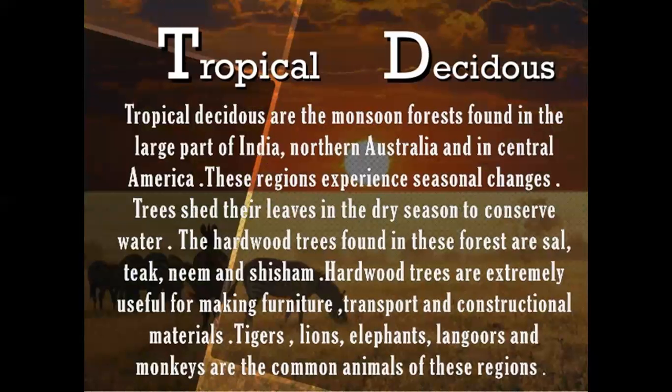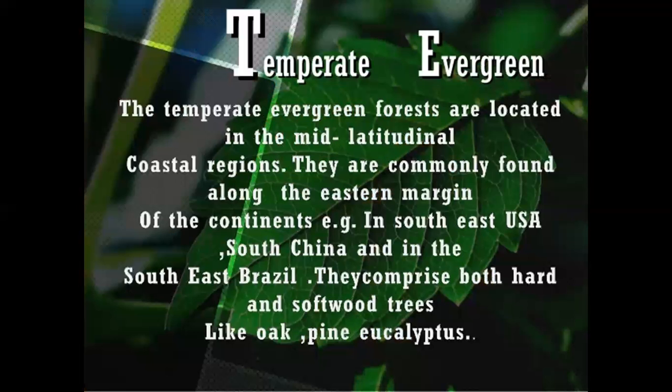Let's talk about tropical deciduous forest. Tropical deciduous forests are also known as monsoon forest or dry forest, found in large parts of India, northern Australia, and in Central America. These regions experience seasonal changes. Trees shed their leaves in the dry season to conserve water. The hardwood trees found in this forest are sal, teak, neem, and shisham. These hardwood trees are useful for making furniture, transport, and constructional materials. Tigers, lions, elephants, langurs, and monkeys are the common animals of these regions.